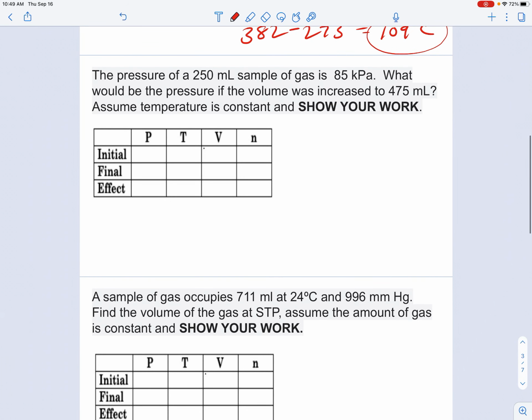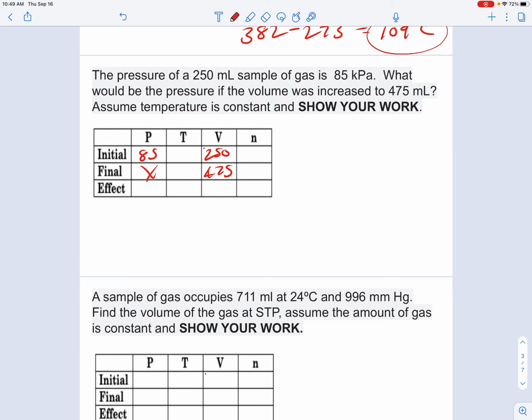It says the pressure of a 250 milliliter sample of gas. So we've got 250 for our volume. Is 85 kilopascals. So that's our pressure, 85. What would be the pressure if the volume was increased to 475 milliliters?